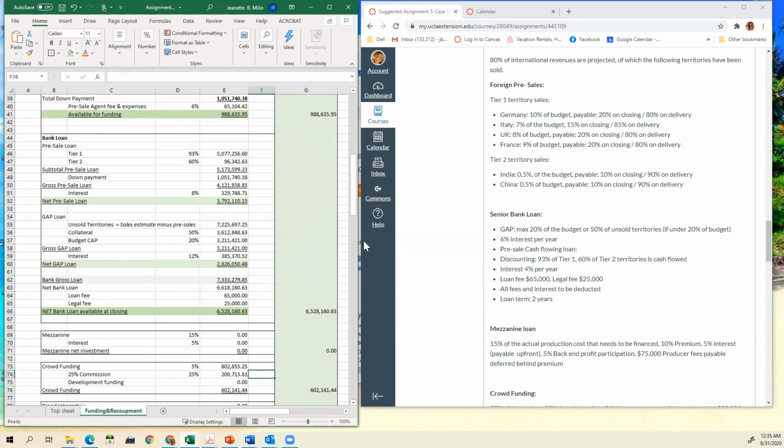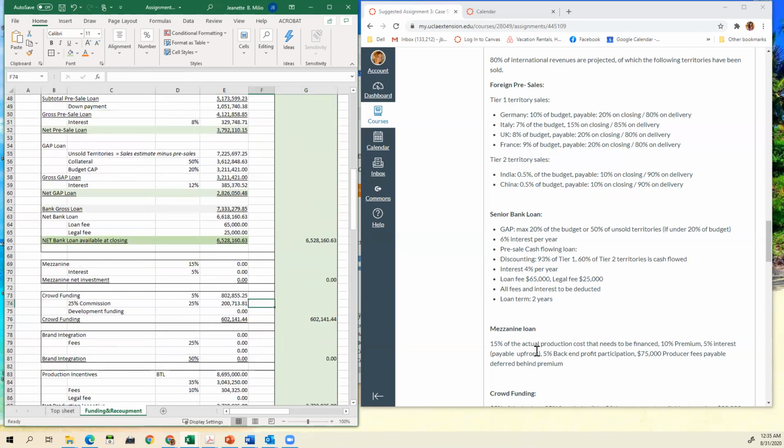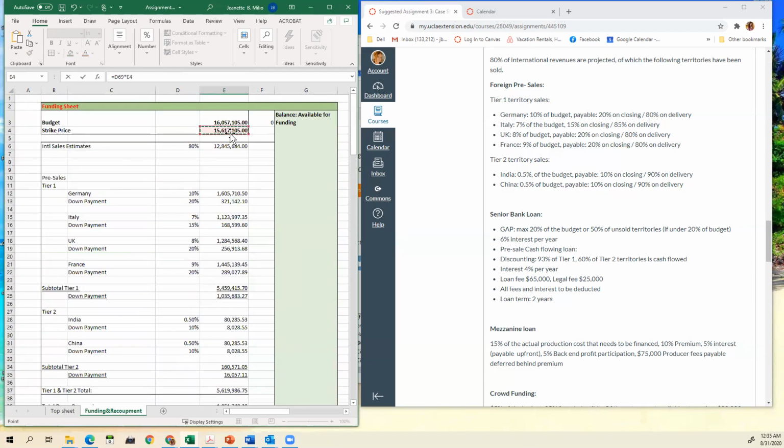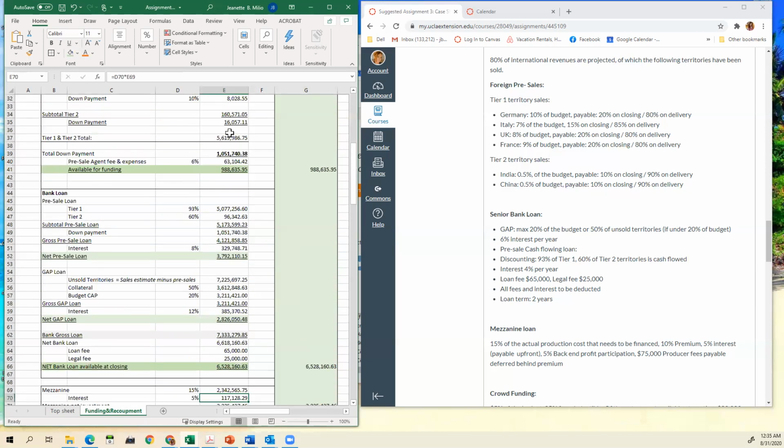So let's see where we are with our mezzanine. The mezzanine lender says here it's 15% of the actual production cost. The actual production cost is the strike price because that's the actual cost we're spending. So I have to go here and take this as my number. It would have to be the actual production cost so that we know what we're spending, and the mezzanine vendor says, I'm only giving you 15% of what you're actually spending.